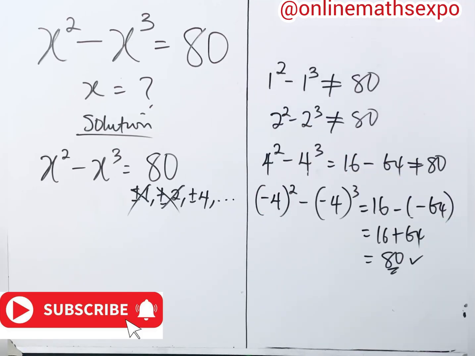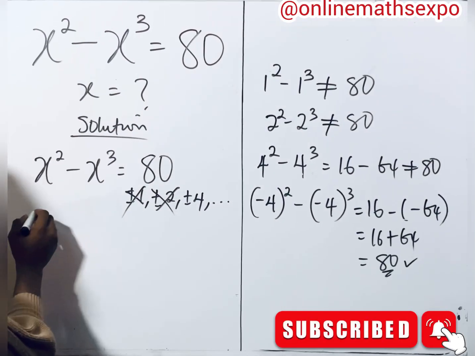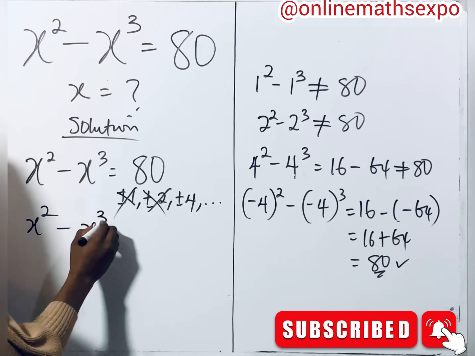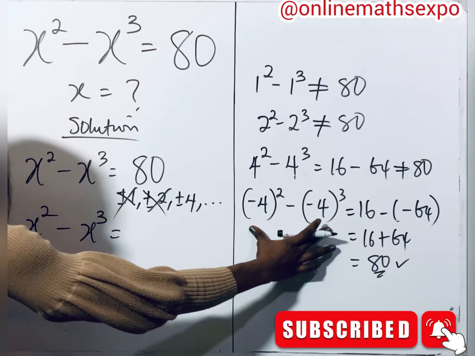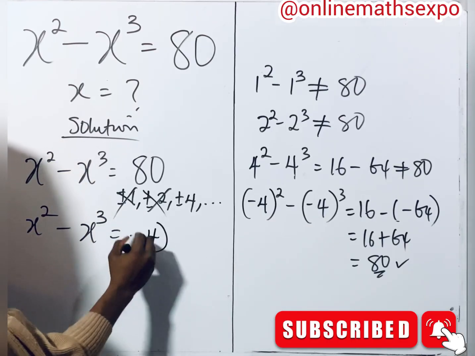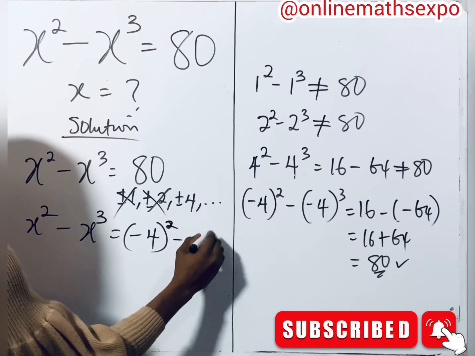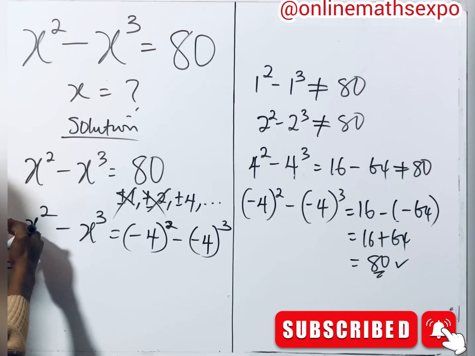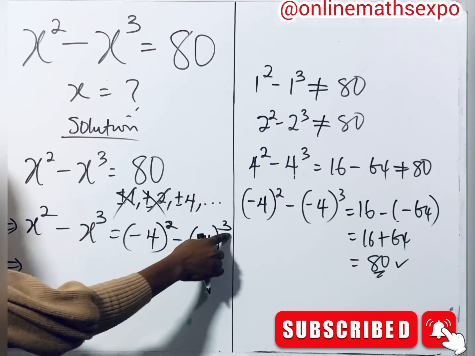So what are we concluding? We now have x squared minus x cubed is equal to this 80, and we are going to replace it with this: negative 4 squared minus negative 4 cubed. I hope you're with me there. Now, what do you do again? We are going to bring all this to the left side in accordance: the ones with square will be together, and the ones with cube will be together.